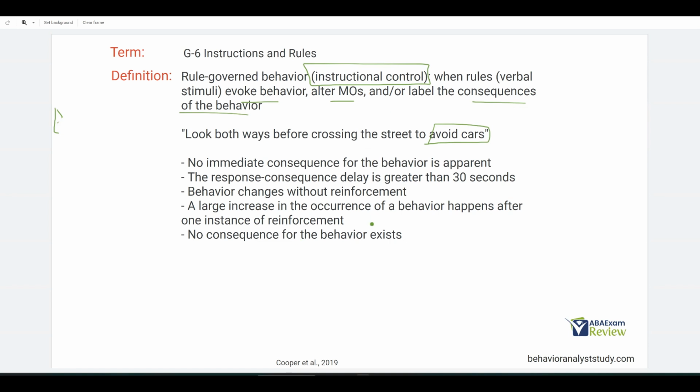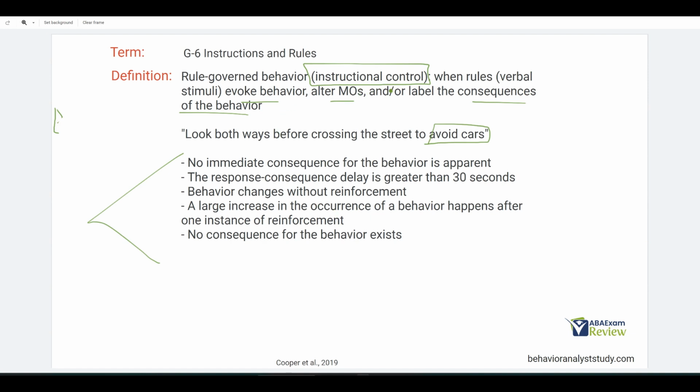There's a large increase in the occurrence of a behavior after one instance of reinforcement. So let's say reinforcement does happen following a rule, a dramatic shift in behavior occurs, right? That's the power of rules. And then no consequence for the behavior even exists. Boil these down, right, to the contingency in contacting that consequence isn't necessarily controlling the behavior with rule governed behavior.